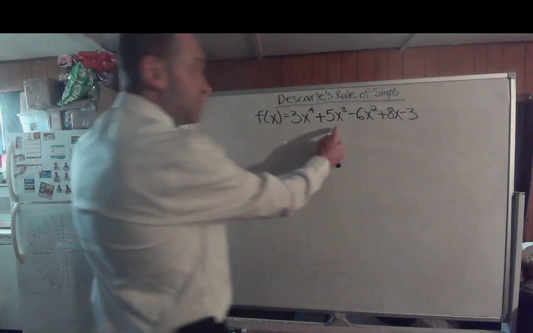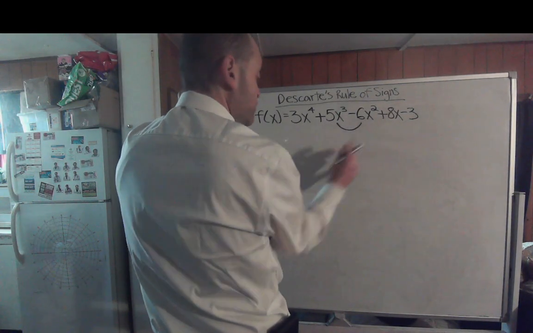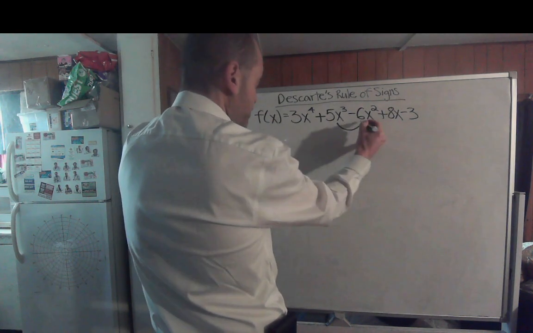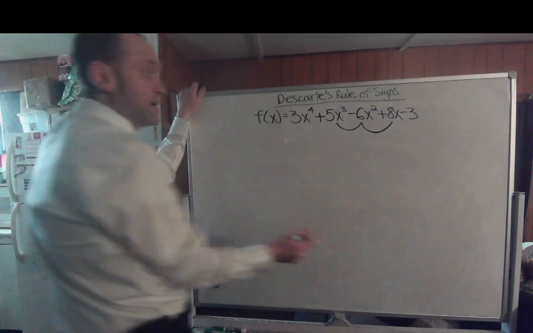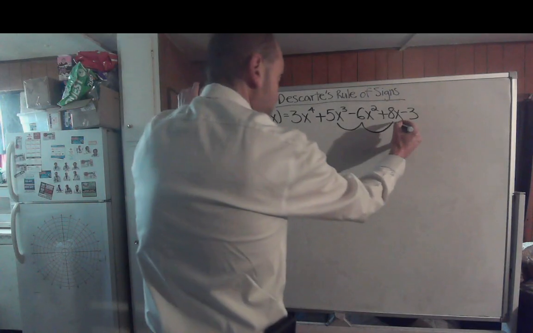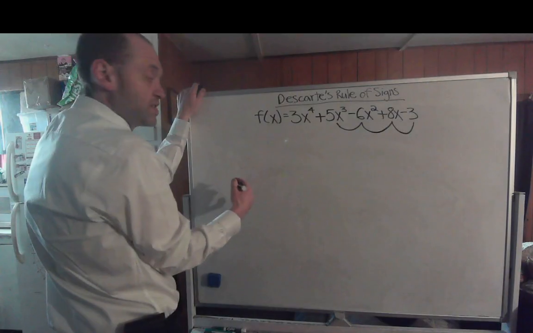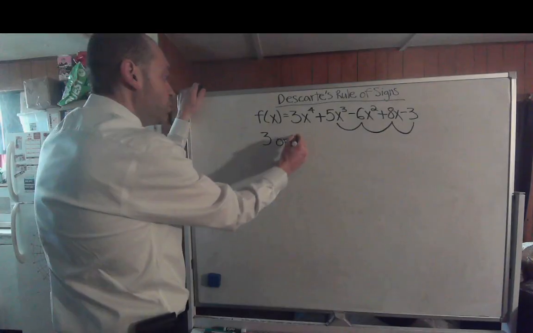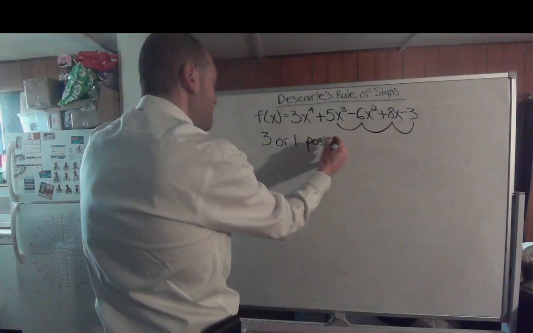But between 5x to the third and negative 6x squared, you have one sign change. And then between negative 6x squared and positive 8x, you have yet another sign change. And then between 8x and negative 3, you have yet another sign change. So you count 3 sign changes of f of positive x, so you'll have either 3 or 1 positive real zero.